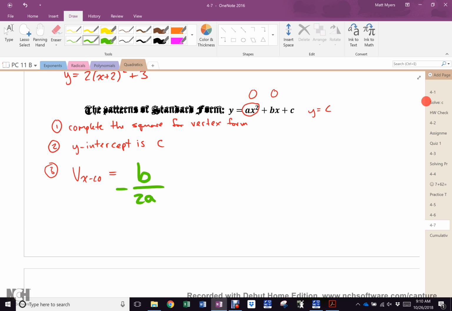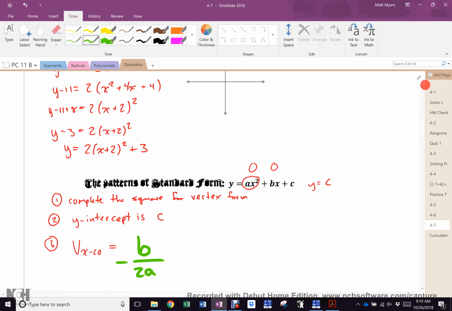Let's do that just once. We had 2x squared plus 8x plus 11, yeah? Everyone agree? And we did a whole bunch of complete the square to graph it, right? Check this out. There's my a, right? There's my b, right? So the vertex x coordinate is negative b over 2a.